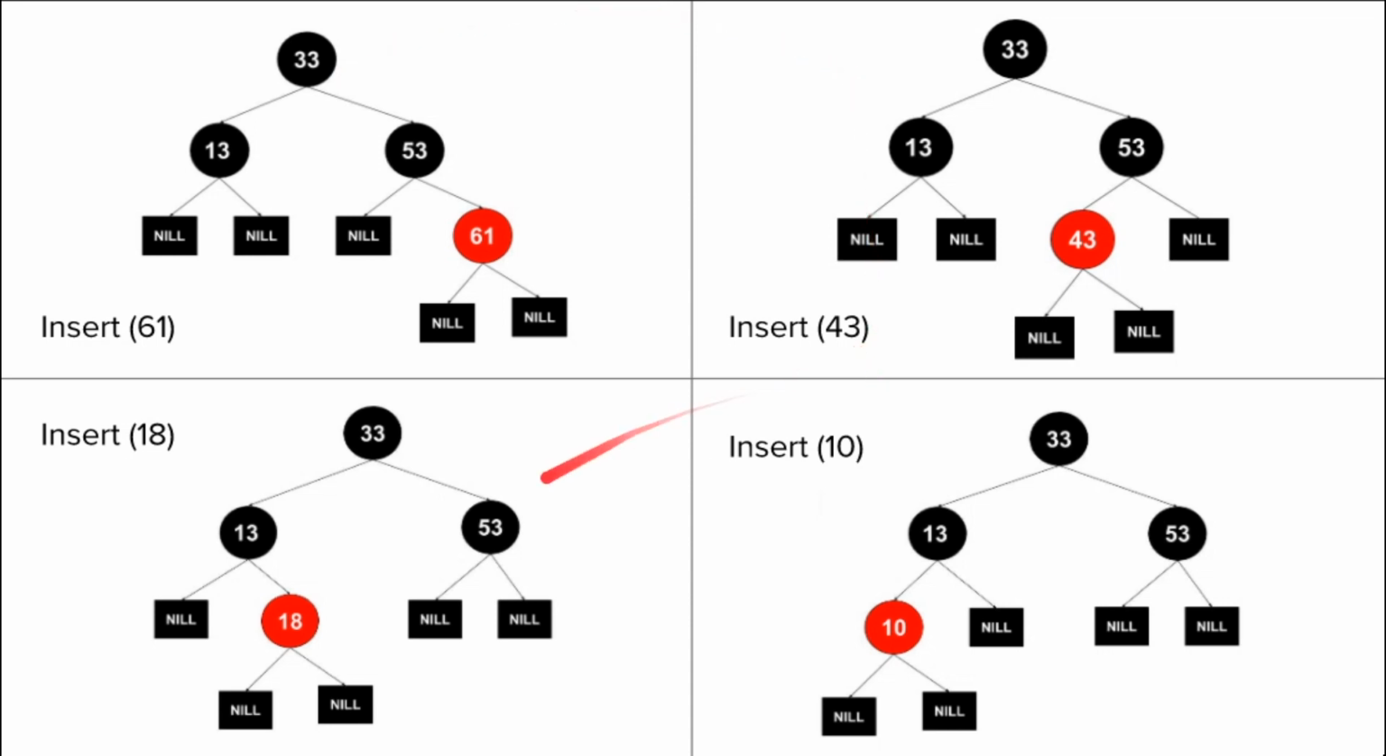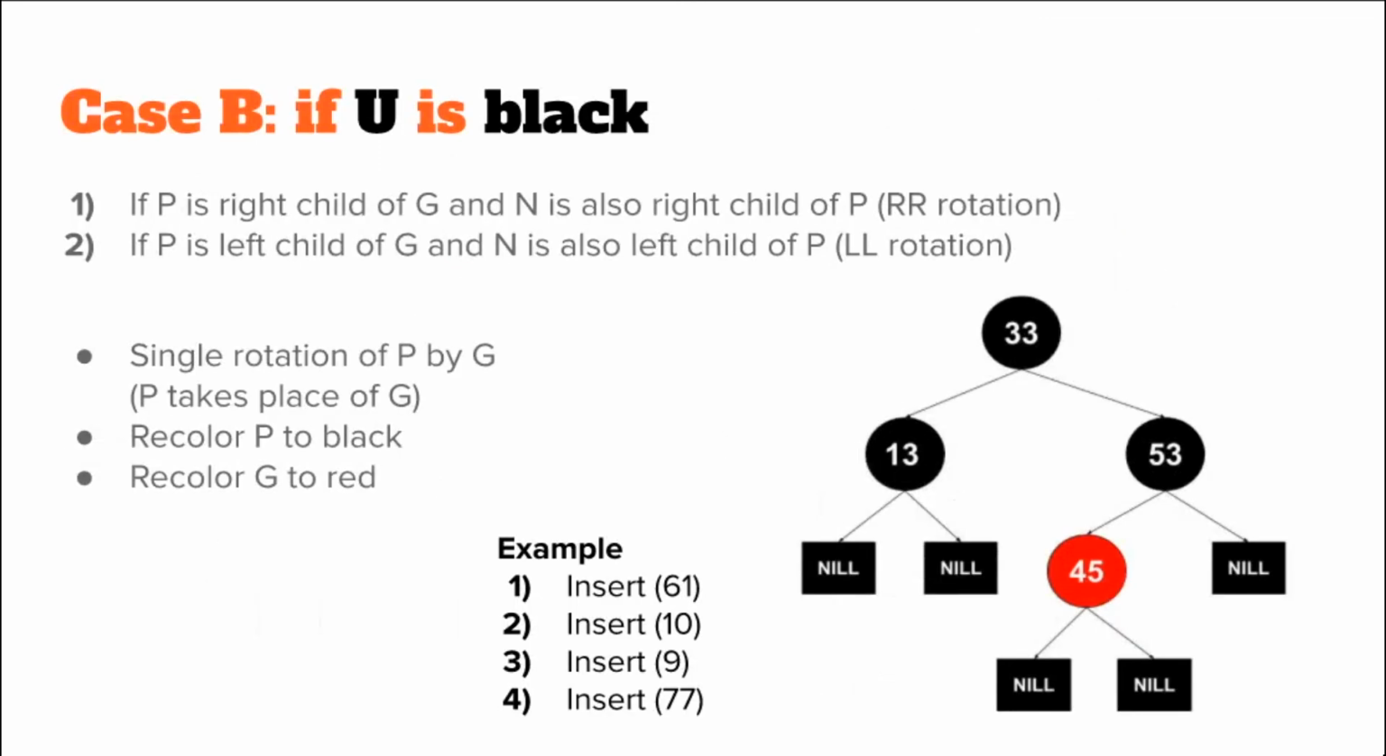Similarly, insertion of 43 or 18 or 10 instead of 61 will make the new node red, attached as per the binary search tree rule. Parent node and uncle node, that is node 13 and node 53, will be recolored as black. While node 33 is a grandparent node but a root of the tree, hence retains a black color.